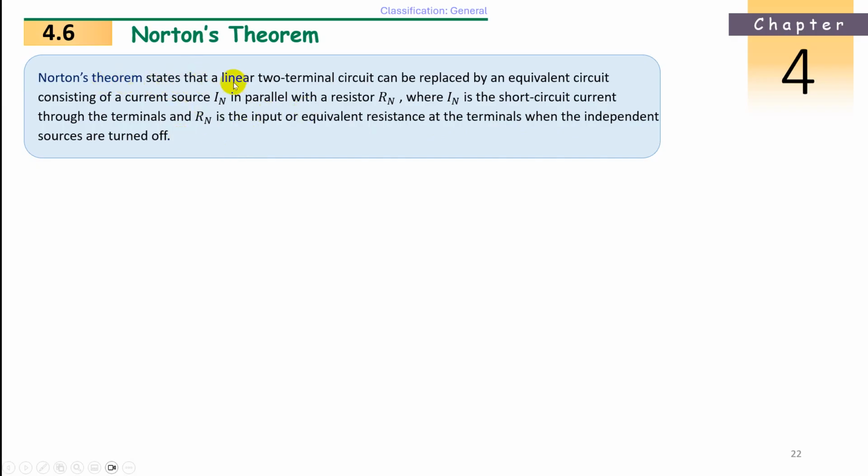So Norton's theorem states that a linear two-terminal circuit can be replaced by an equivalent circuit consisting of a current source IN in parallel with a resistor RN, where IN is the short circuit current through the terminals, and RN is the input or equivalent resistance at the terminals when the independent sources are turned off. Okay, the Thevenin's and Norton's resistances are equal. So how are we calculating RN? RN is the input or equivalent resistance at the terminals when the independent sources are turned off. The same definition applies for RThevenin also. That's why Thevenin's and Norton's resistances are equal.